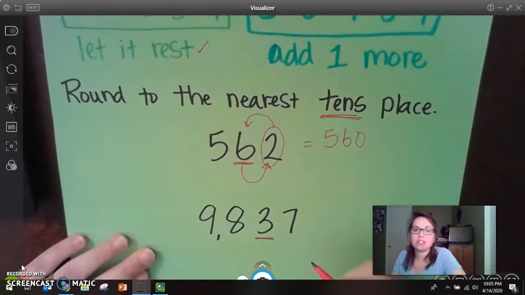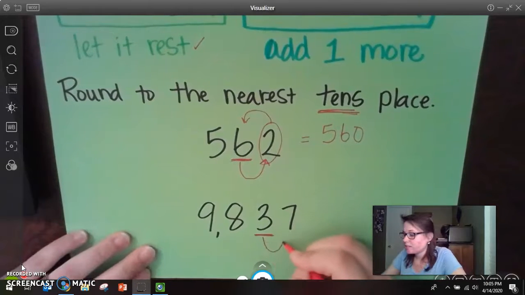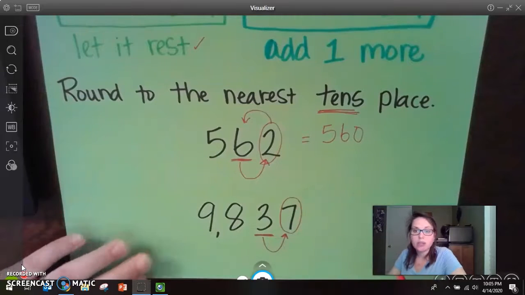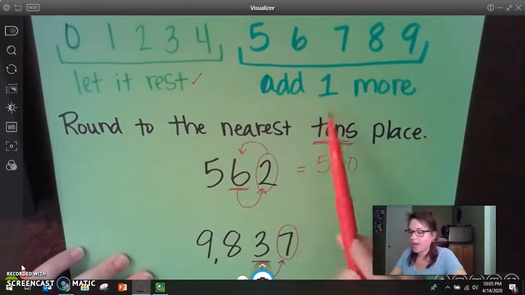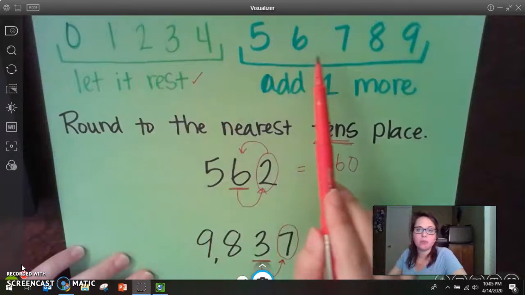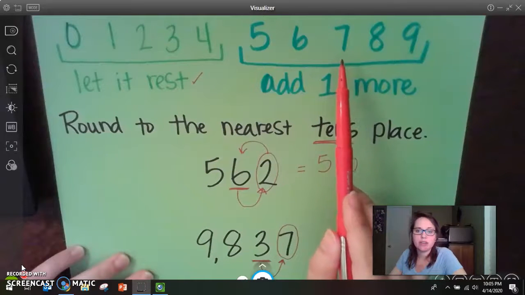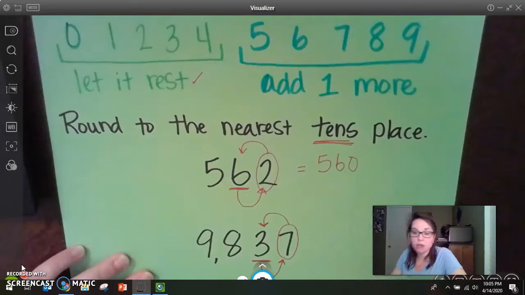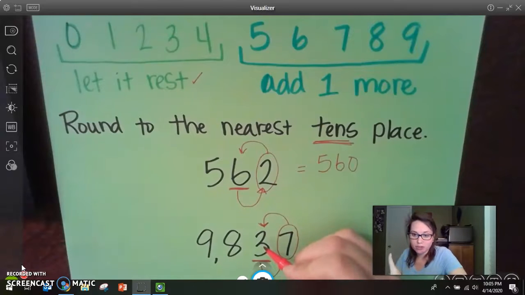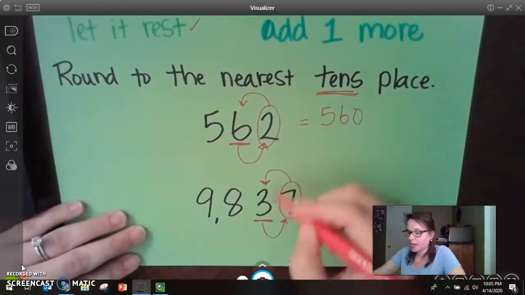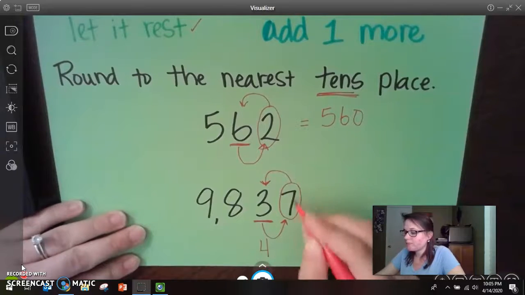Whenever I'm rounding, I need to look next door. So that means I'm going to take a look at this 7 here. I want to know, is this 7 going to be resting or adding one more? So looking up at my helper here, where is the 7 at? Oh, I see 7 here. That means I'm going to add one more to the place value that I'm working on. So that means this 3 gets added with 1. So 3 plus 1 is 4, right? So I'm going to actually write this one below it. So this is a 4.